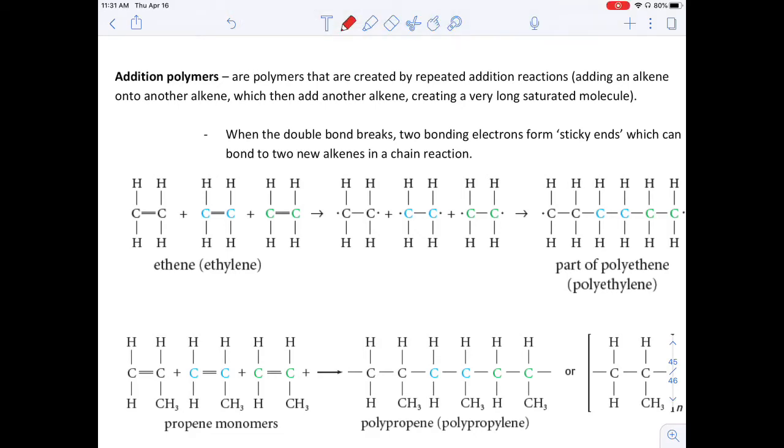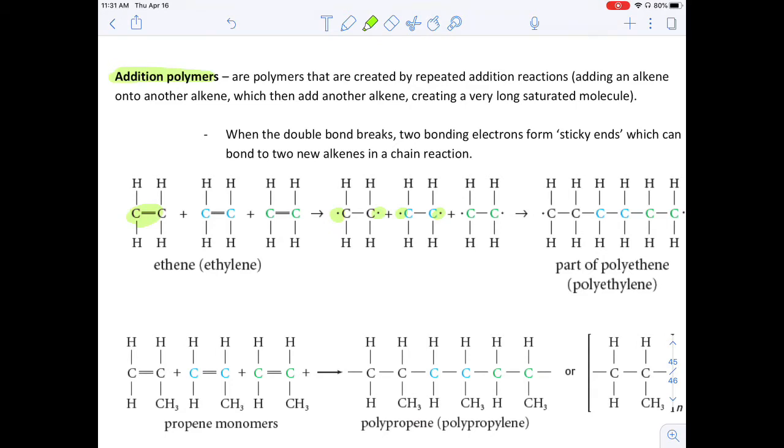Last kind of polymer that we're going to look at is an addition polymer. And addition reactions, you'll remember, use a double bond. It breaks the double bond and adds something onto each of the carbons. So what's going to happen with addition polymers is we're going to have a double bond, and when it breaks, it's going to make it so that you get electrons that can form kind of sticky ends where they're going to stick together.